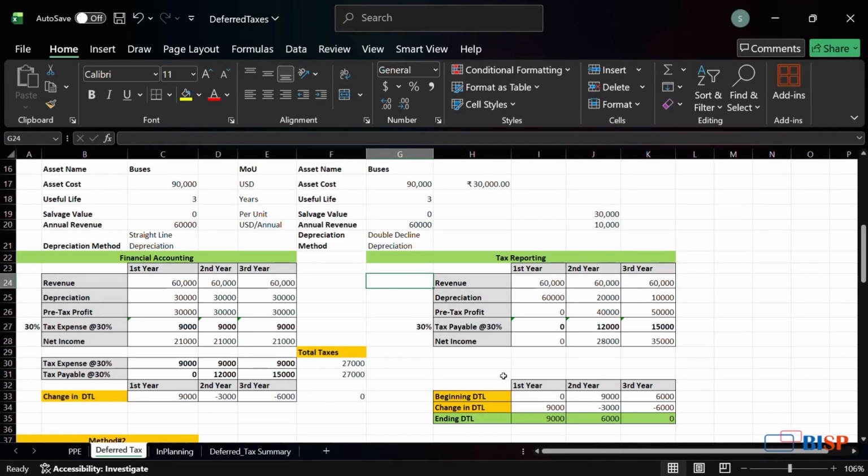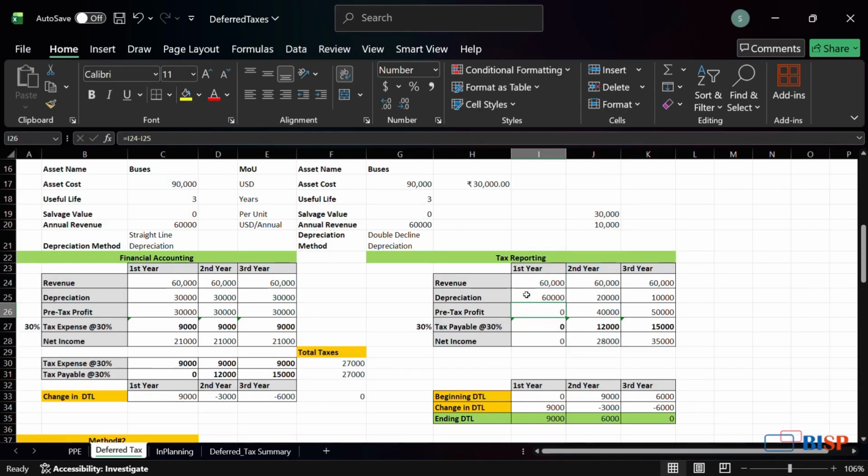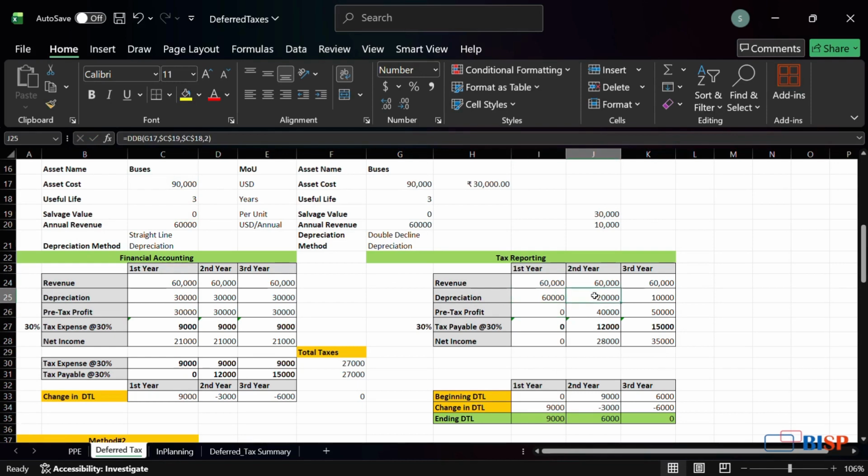Moving to the tax reporting section. Here we use the double declining method. For calculating the depreciation, we use the Excel inbuilt function, which takes cost, salvage value, life, and number of periods. Here we have asset cost of 90,000, useful life 3, salvage value 0, and period 1. So after the formula, depreciation for the first year is 60,000, second year is 20,000, and the third year opening book value is 10,000.